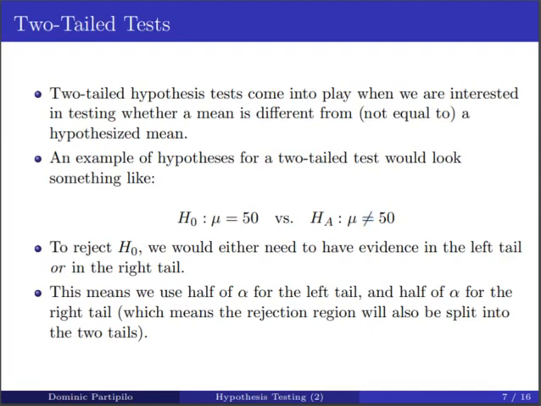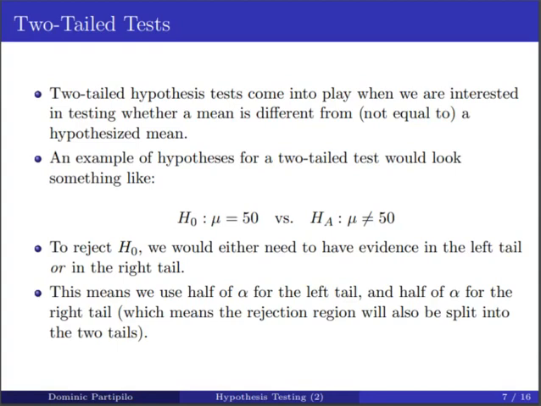Before, we were working with a less than sign or a greater than sign here. The less than sign tells us that we're going to have a left tail test, and the greater than sign says we're going to have a right tail test. But here, this is not equal to, so that means we can have evidence in the left tail or in the right tail. So that means we're going to have a two-tailed test.